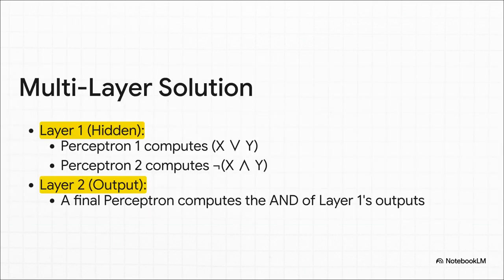So what if you created a little team of perceptrons? Imagine this. You have a first layer, a hidden layer. One perceptron in that layer just calculates X or Y. Another one calculates not X and Y. Then you add a second layer, an output layer with just one final perceptron. Its only job is to take the answers from that first layer and do an AND operation. It's like a little assembly line of logic.